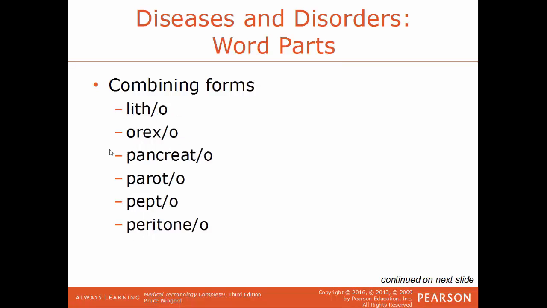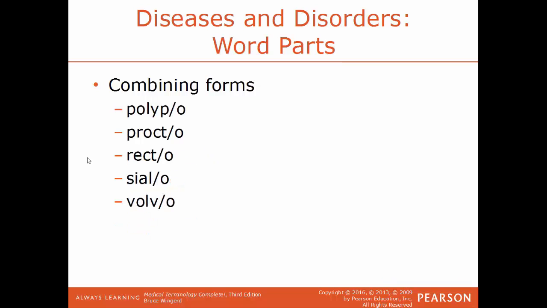Litho is a reference to a stone. Orexo is a reference to a general loss of appetite. Pancreato is a reference to the pancreas. Parotid is a reference to the parotid glands. Pepto is a reference to digestion. And our last one, peritoneo, is a reference to the peritoneum.